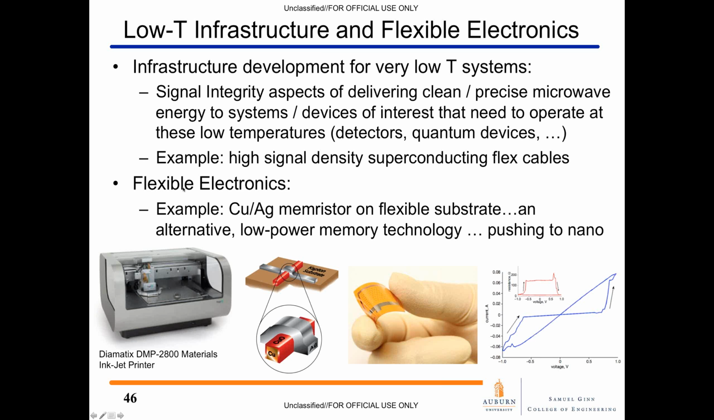In terms of flexible electronics, the example that I've pulled out here is using our inkjet printer. We've developed some copper and silver memristor devices. I won't go into all the gory details about memristors, but they're essentially two-terminal memory devices where the resistance state switches between a low state and a high state depending on the amount of current that is flowed through. It's a reversible process, so we can use a very simple inkjet printing technique to develop a very nice low power memory technology. And right now we're going from the micron scale down to the nano scale for these devices.